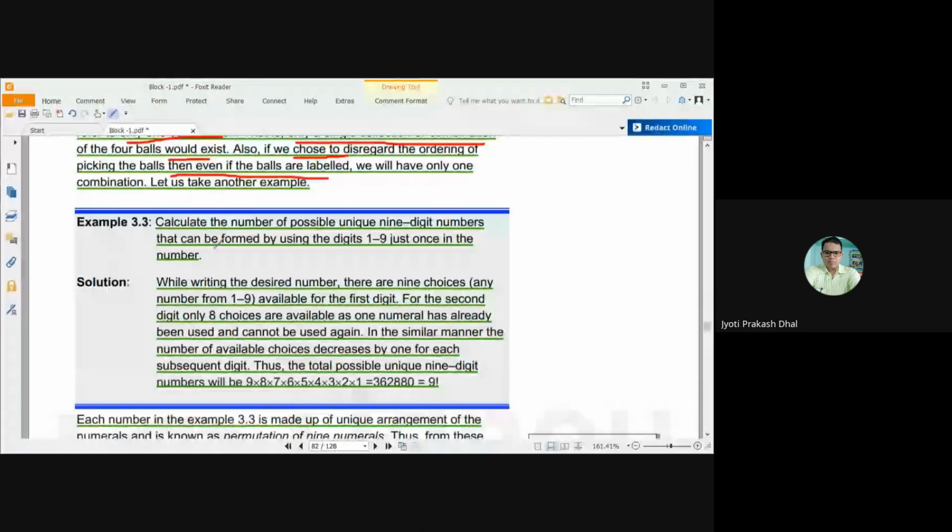So these are very simple things. You should go through the permutation and combination. Easily you can understand that.